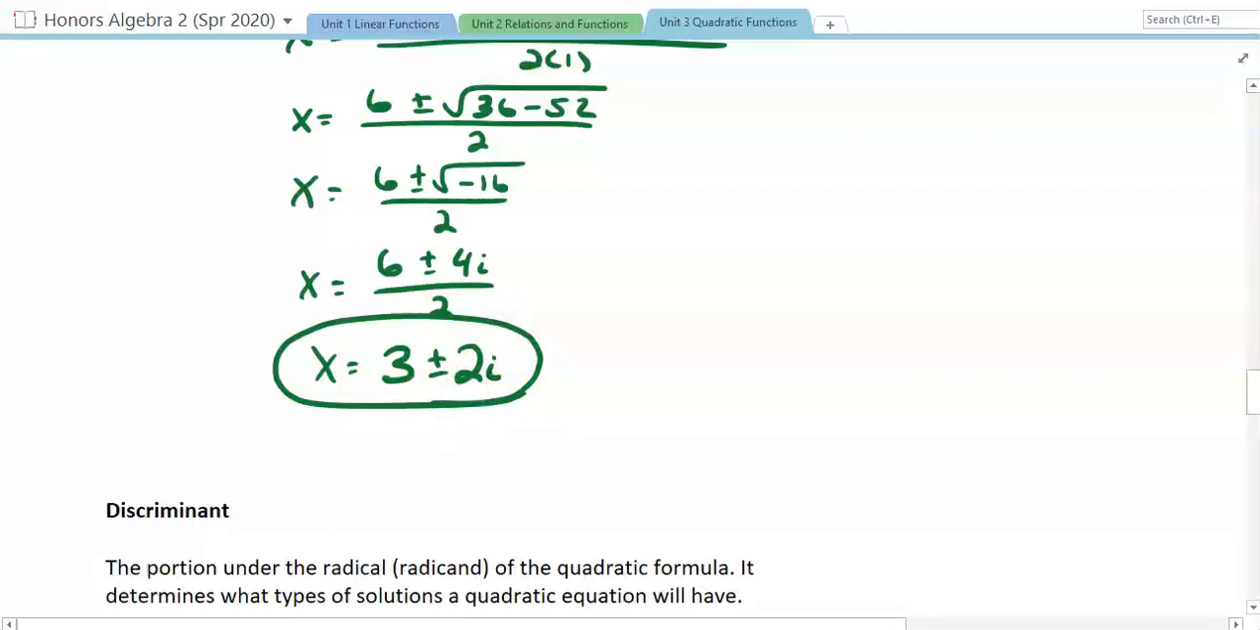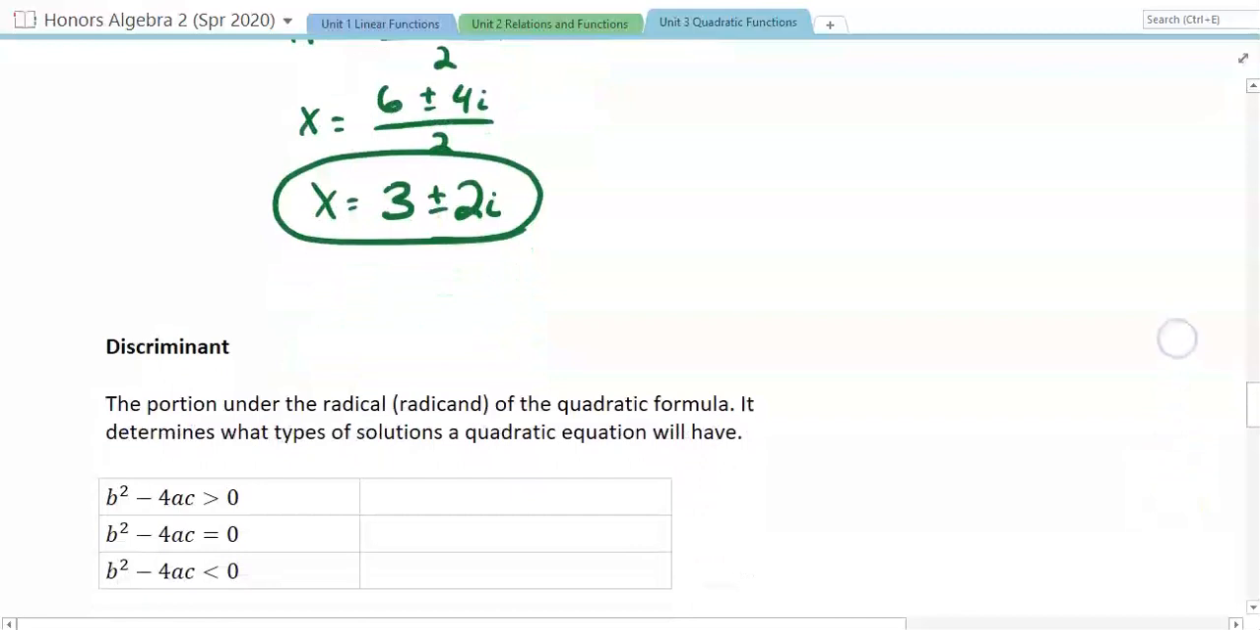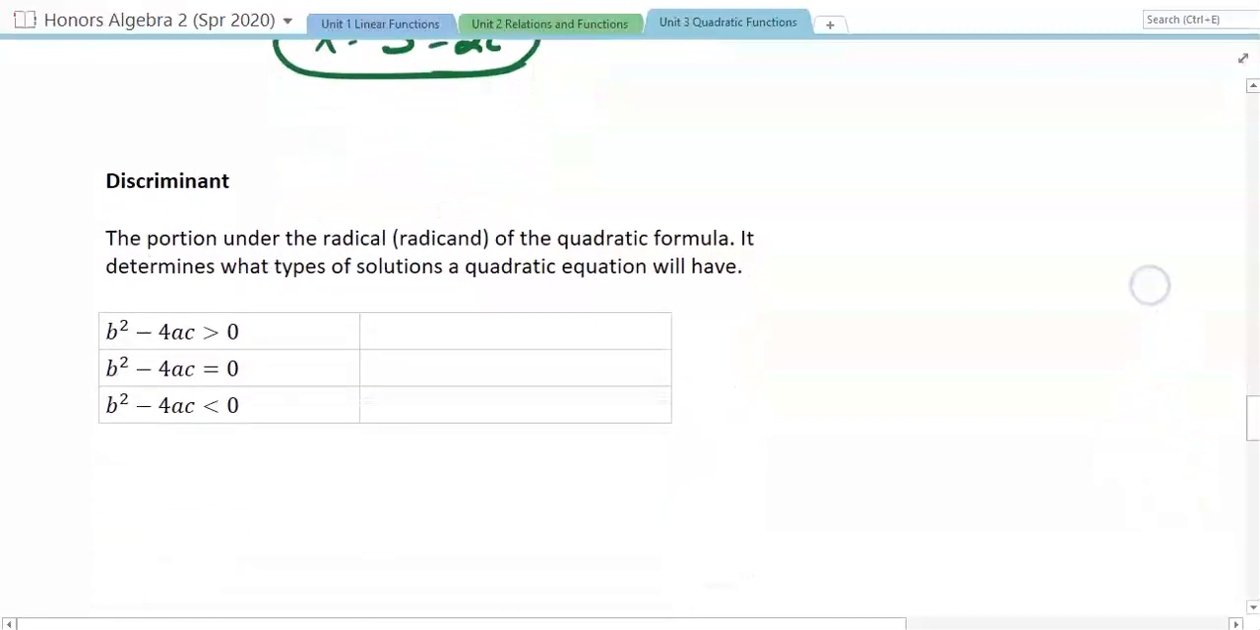Okay? And so that is how we use the quadratic formula. And it doesn't matter what type of solution I'm going to get. It's the same process every time. Plug it into the formula and simplify it out to what you get. Okay? And so as we saw through these examples, the part under the radical, which we call the discriminant, is the piece that is going to tell us how many roots we have.